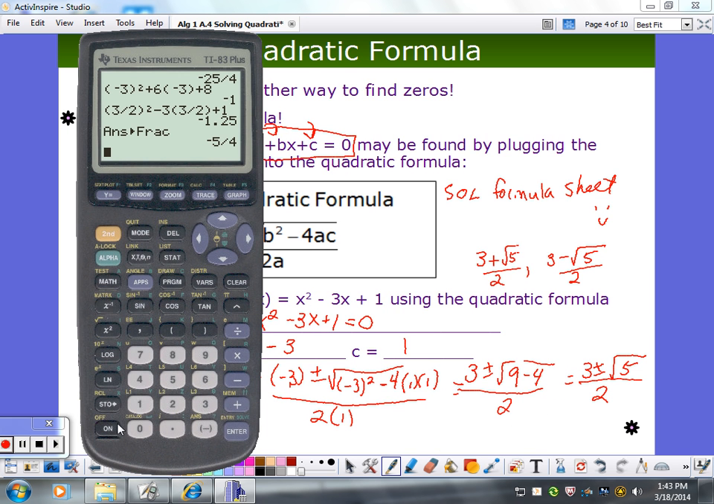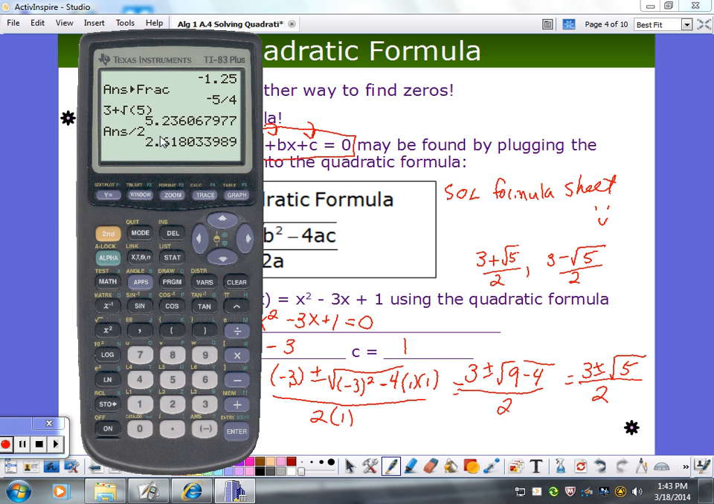So be careful with this. Either enclose them in parentheses before you do anything, or watch what I do. I say 3 plus the square root of 5, hit enter now, and then divide by your denominator. If you just do a divide right here, it's going to use the order of operations to do this first, and then 3 plus that, and that's not what you want.